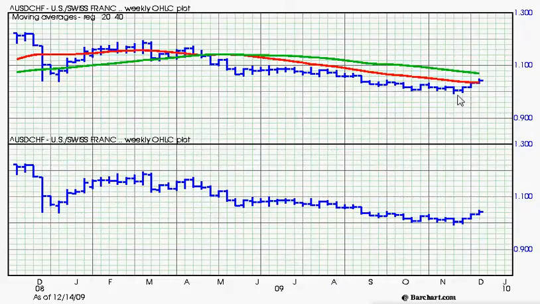So this is a 20 and 40 week moving average, and it shows the USD CHF in a downtrend. And since they're trending down, this area here will be resistance, so it's coming into a strong resistance area. And then you can see this is kind of like a cup and a handle. It's on the downside though.